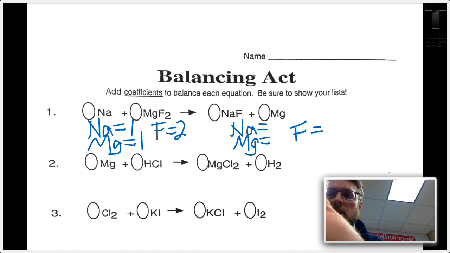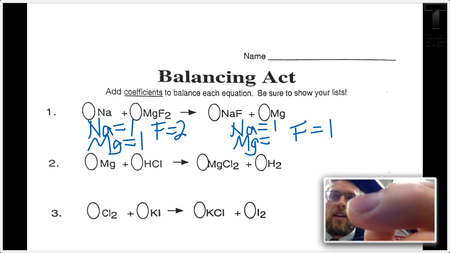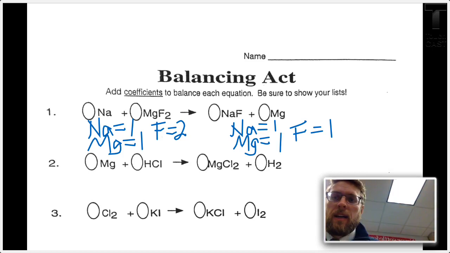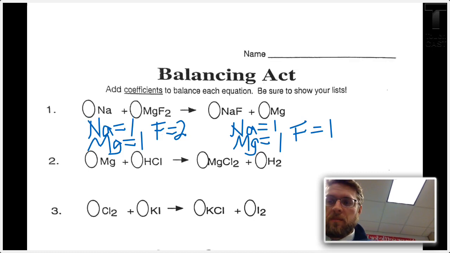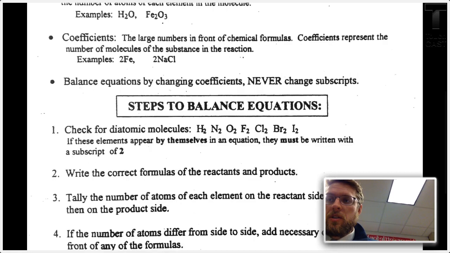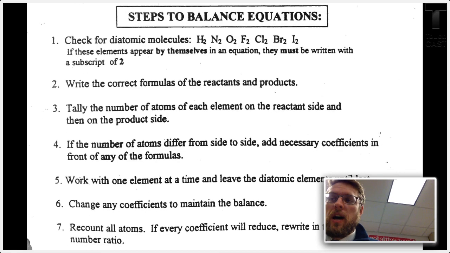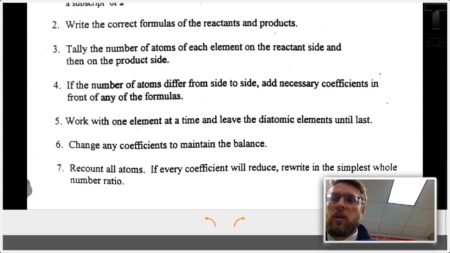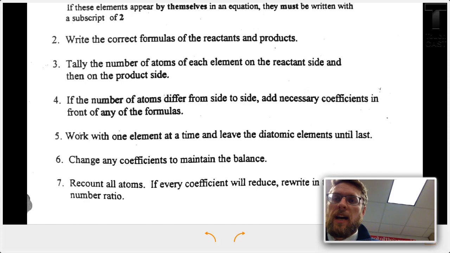Okay, now that we're back, I got 1 atom of sodium there, 1 atom of fluorine on that side, which is in its fluoride state, and I got 1 atom of magnesium. These are not balanced. Flipping back to our previous page, steps to balancing equations, I notice that number 4 says, if the numbers of atoms differ from side to side, I add necessary coefficients in front of any formulas, and I'll work with one element at a time. Leave any diatomic elements.